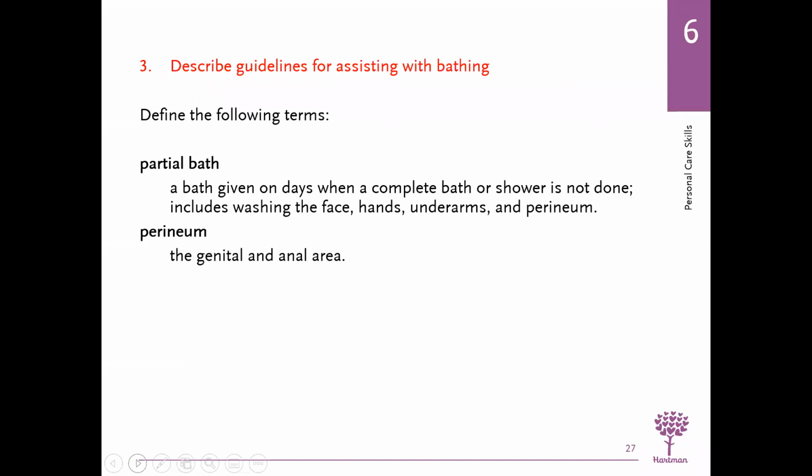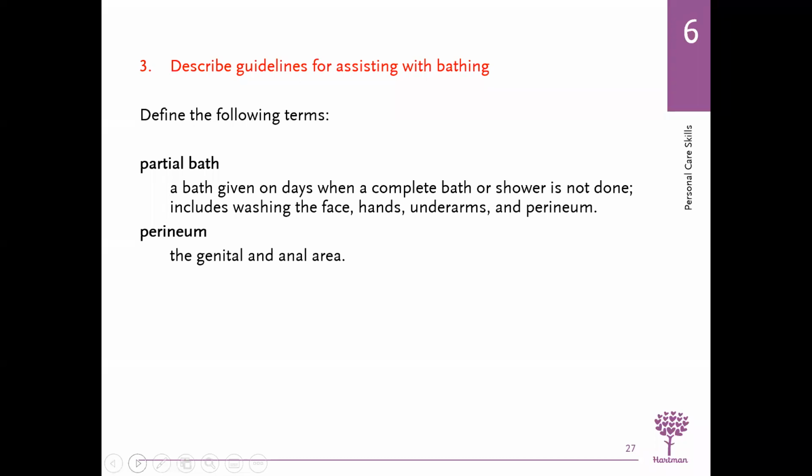Now, we are going to begin the guidelines of assisting with bathing. Page 129, part 3, says that bathing promotes health and well-being. It removes perspiration, which is sweat, dirt, oil, and dead skin cells from the skin. It helps to prevent skin irritation and body odor. Bathing can also be relaxing.